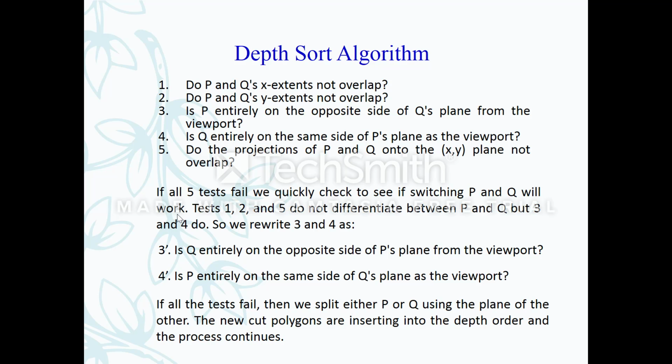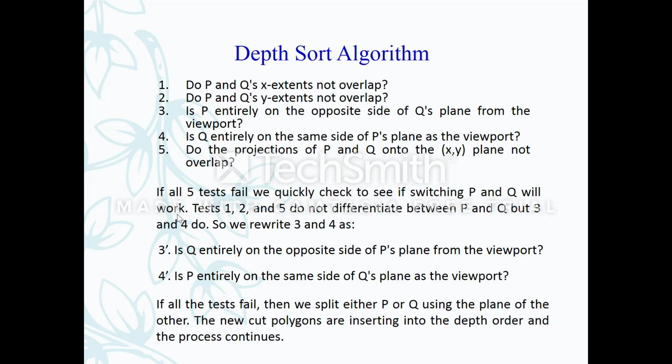What are the 5 rules? Do P and Q's x extents not overlap? Do P and Q's y extents not overlap? Is P entirely on the opposite side of Q's plane from the viewpoint? Is Q entirely on the same side of P's plane as the viewpoint? Do the projections of P and Q onto the xy plane not overlap? If all 5 tests fail, then switching P and Q will work.